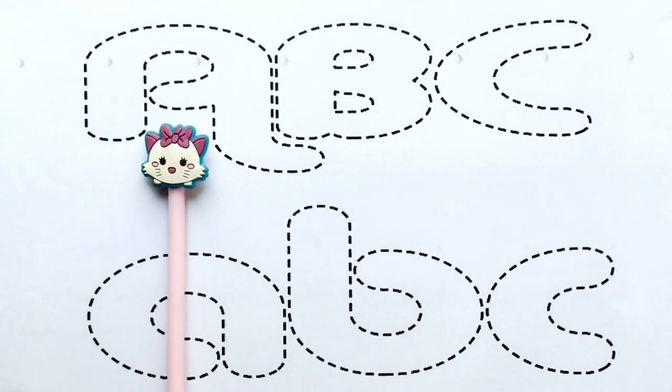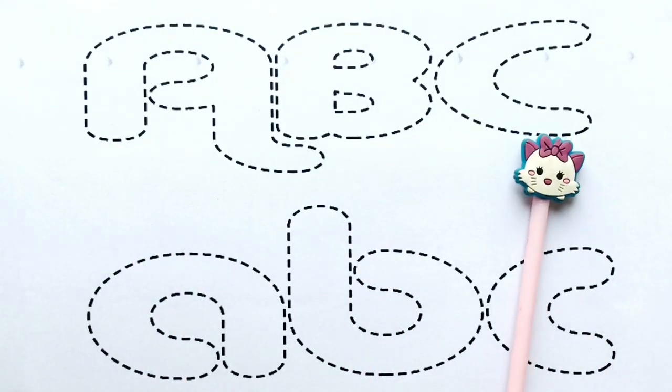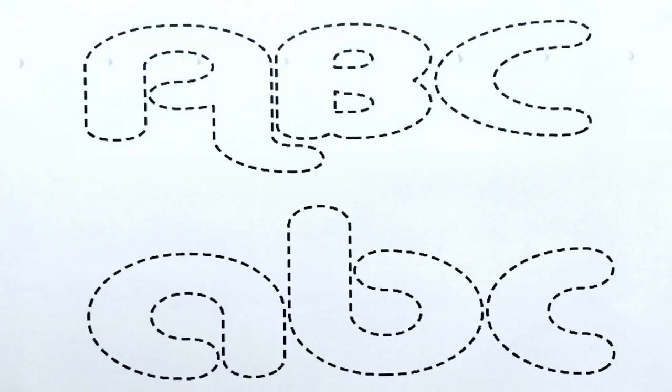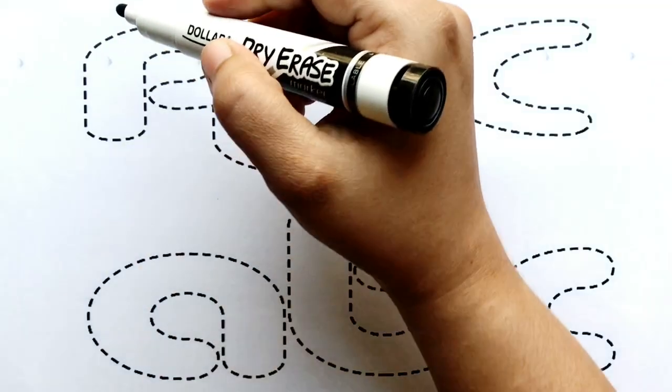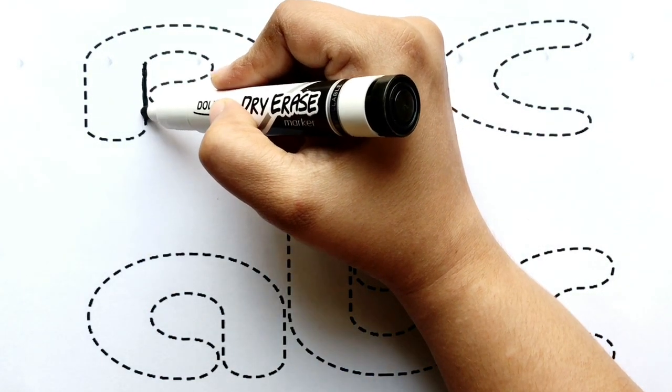Hello! I learned uppercase letter A, B, C. Lowercase letter A, B, C. Let's draw. Capital letter A.